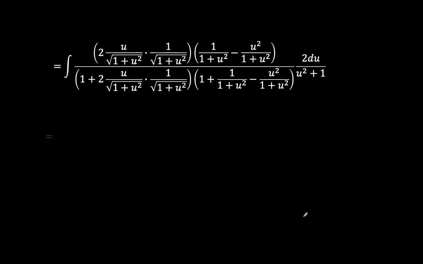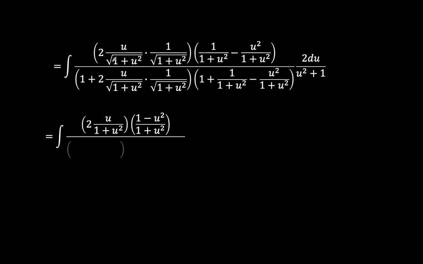Okay, as we continue simplifying that, it means that when we multiply this by the square root of 1 plus u squared, it becomes 2u over 1 plus u squared. And then here, since the base is the same, we have 1 plus u squared in the denominator, and then 1 minus u squared in the numerator. And then here again, obviously the same thing happens. So we have 2u over 1 plus u squared, and then plus 1 here, and then plus again here, 1 minus u squared over 1 plus u squared.